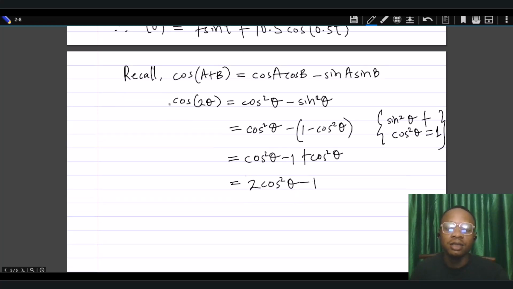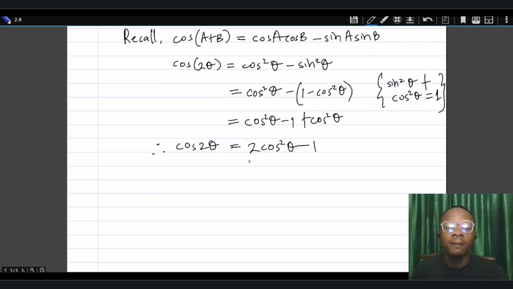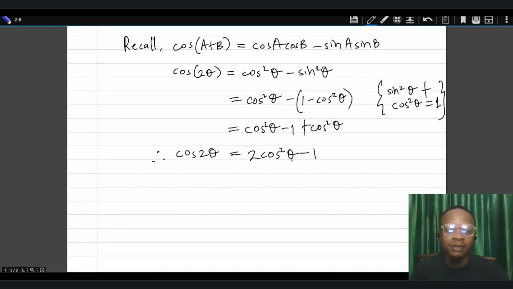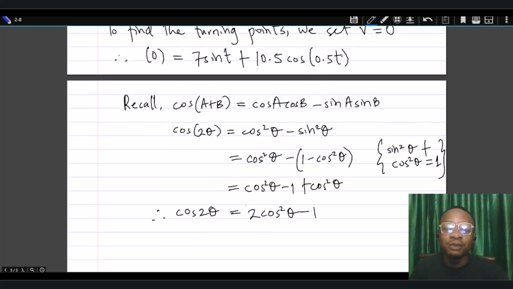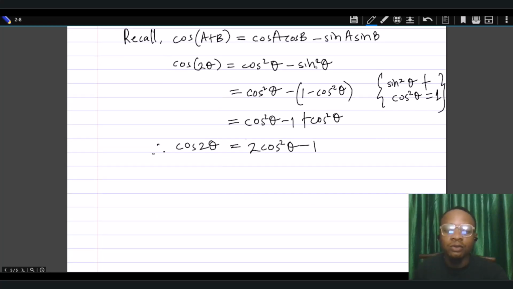And now this tells us that we have cos 2 theta equal to this. So this gives us a relation between cos 2 theta and cos theta. Okay, so what we need to do is replace this expression here, as this is theta over 2 or t over 2. So look at it now.